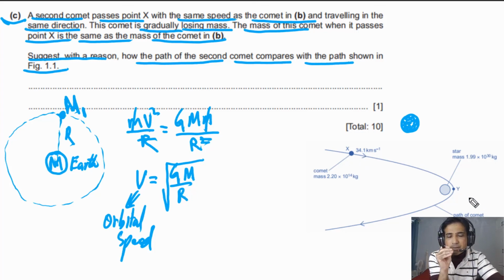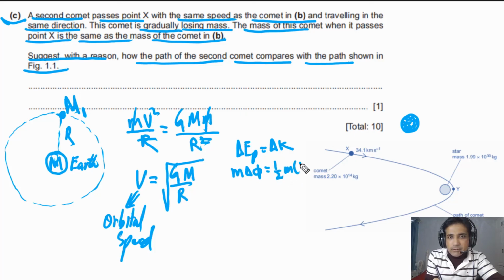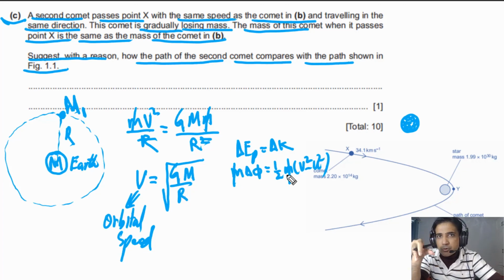Now if you look at the orbit of any one mass, we will see that the change in gravitational potential energy is equal to the change in kinetic energy. In this case, the change in gravitational potential energy is equal to m times delta phi, and the change in kinetic energy is equal to half m times v squared minus u squared. So mass is on both sides, so mass will be cancelled. So each piece of the comet will follow the same orbit. This is what you need to understand for this question.